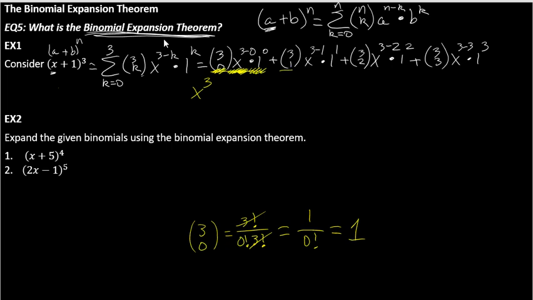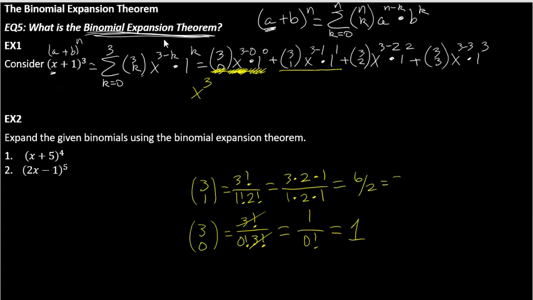Well then, next term, I've got 3 choose 1. That's 3 factorial again, over 1 factorial times 2 factorial, because 3 minus 1 is 2. So that's going to be 3 times 2 times 1 over 1 times 2 times 1. And that's going to be 6 over 2, which is just 3. So I'm going to have 3 times x squared. So I'm going to have plus 3 times x squared times 1 to the first power, which is just 1.